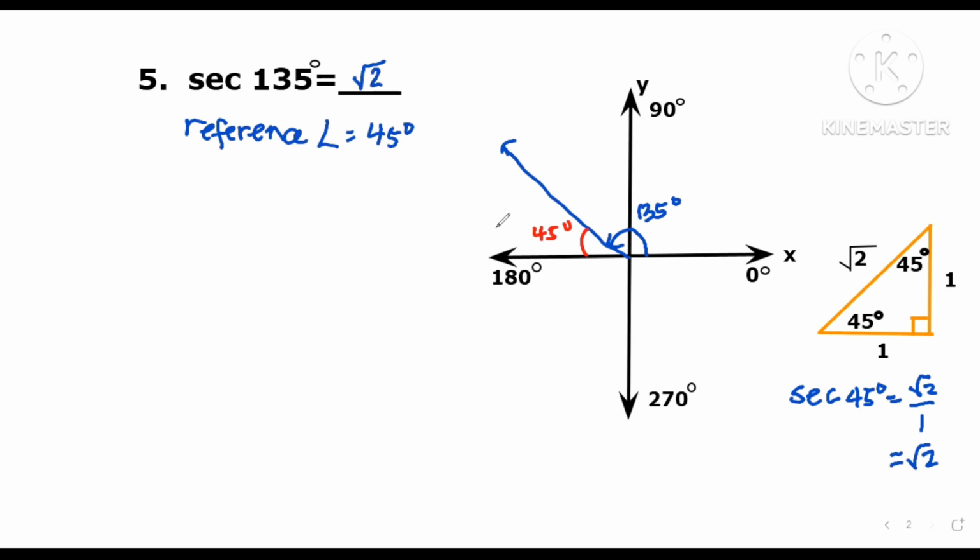Now, how about the sign? So since 135 degrees is in the second quadrant, and secant follows the sign of cosine, and cosine follows the sign of the x-coordinate, then since the x-coordinate in the second quadrant is negative, then secant must be negative.